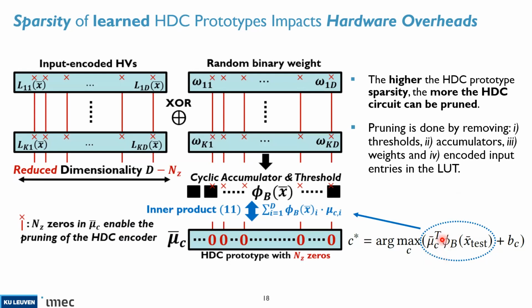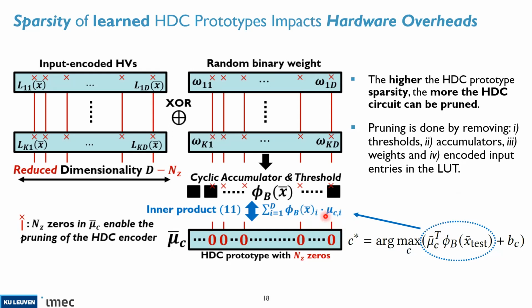So let's say, for example, your HDC prototype vector μc has a lot of zeros, an NZ number of zeros. Well, you see that in this inner product, there are a lot of terms that will be multiplied by zeros, and so you can simply not do the multiplication. So you can simplify computation in hardware for that matter.